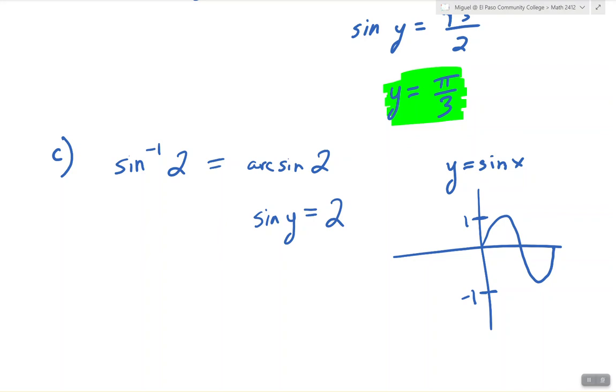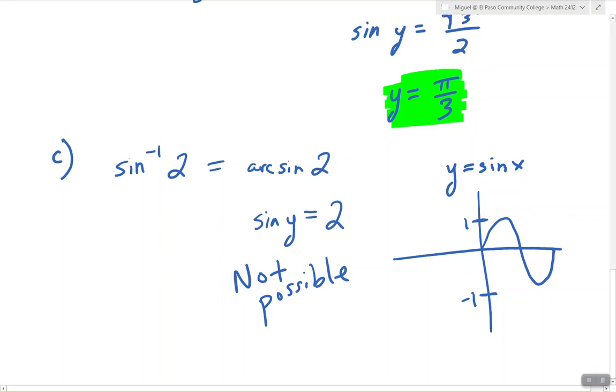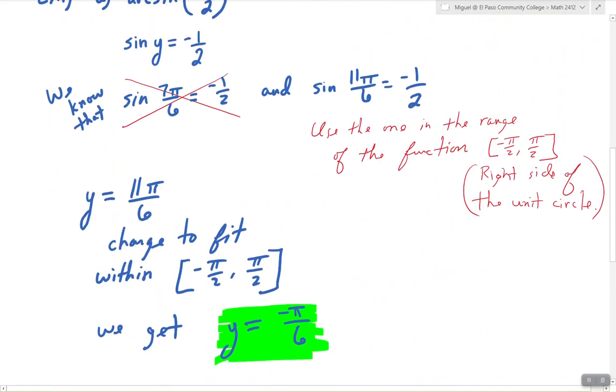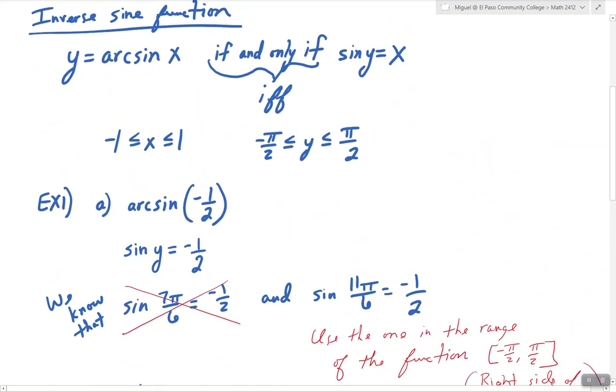So let's write. Oh, they just wrote not possible, so that works. There's no angle whose sine is 2. I guess if we wanted to be more exact, we could talk about the domain, right? X cannot be lower than -1 or bigger than 1. And 2 is definitely bigger than 1.